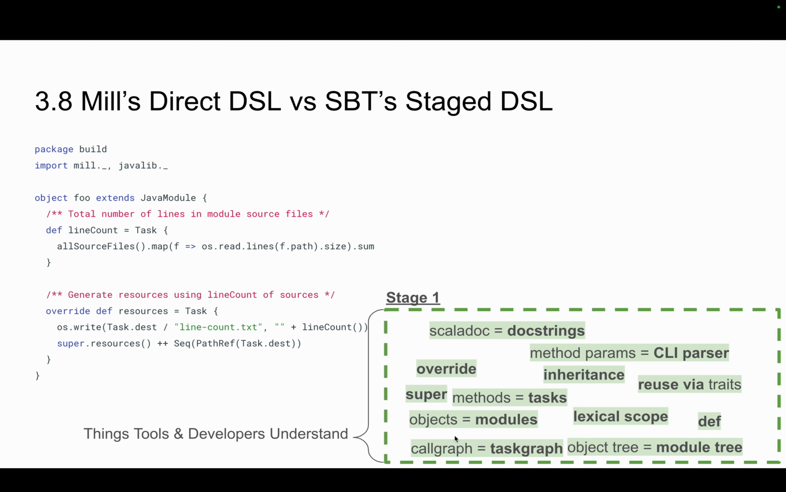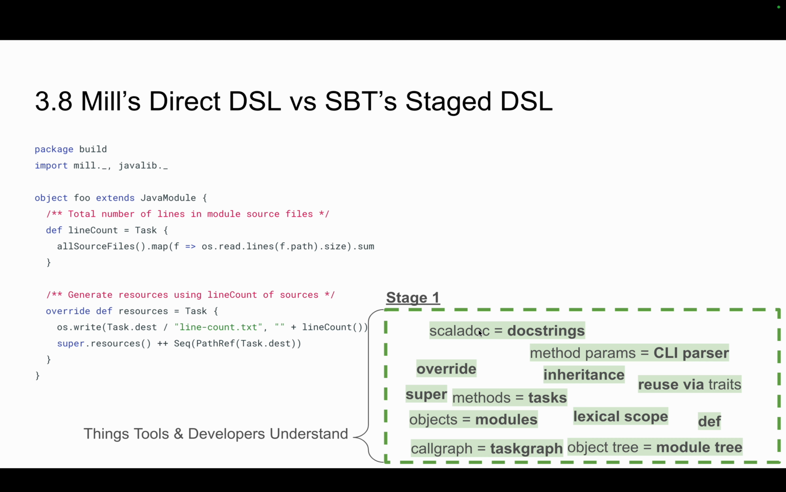But the benefit now is that once it's all in stage 1, it's stuff that IntelliJ, VS Code, and your day-to-day Scala developers know about. Your new grad who took Coursera Scala knows how override works. Your Java developer fresh out of school knows how super works. It works the same as in Java. Your tasks are just methods. Your call graph is your task graph. Your objects are just modules. You all know how reuse via traits works, stackable traits, abstract methods. All that's exactly the same. You're all already writing Scala doc, hopefully, so you don't need to learn this new docstring syntax.